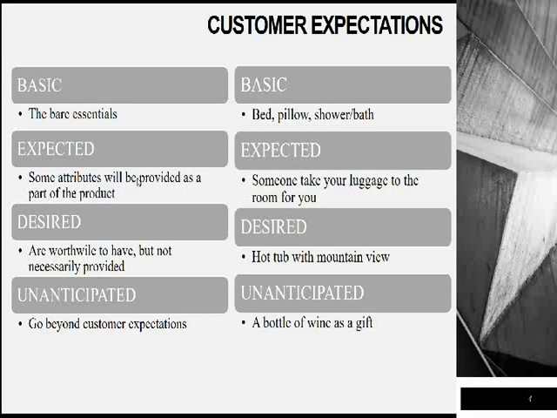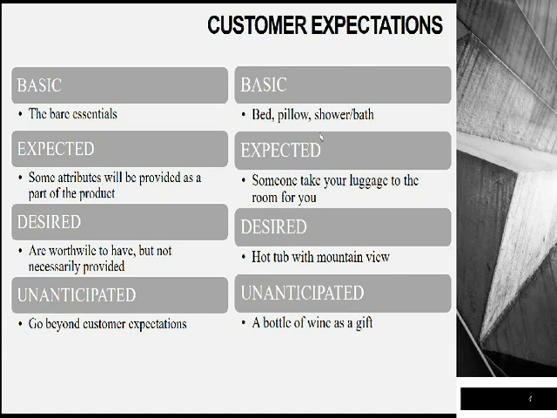With all of this, I would like to go in depth about customer needs and expectations. So customer needs are divided in basic, expected, desired, and unanticipated. Let's consider an example to describe it better. Suppose that you go to a hotel. The basic elements are the bed, pillow, shower, or bath.